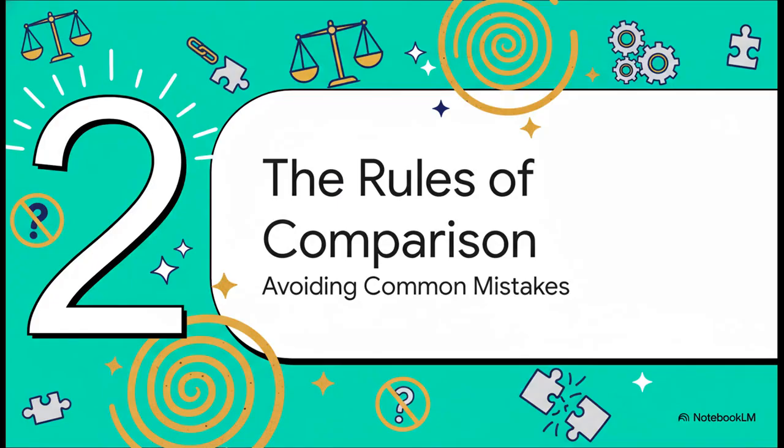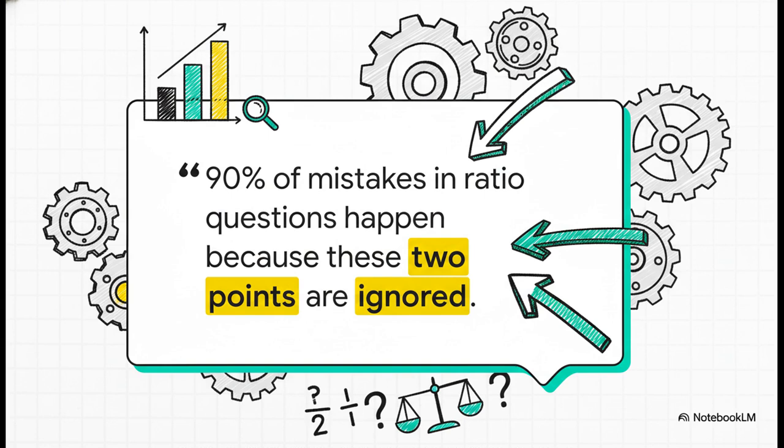So if you really want to master ratios, you've got to know the 2 golden rules. Seriously, think of these as your secret weapons for avoiding the most common mistakes people make. And look, I'm not just making this up. It turns out that a whopping 90% of all errors in ratio problems happen because people forget the 2 points we're about to cover. So yeah, this next part, it's absolutely crucial.